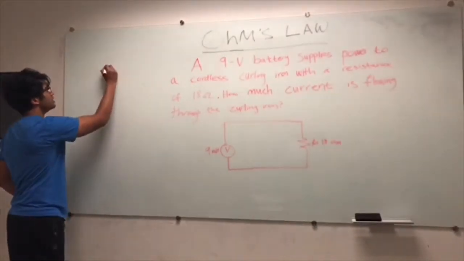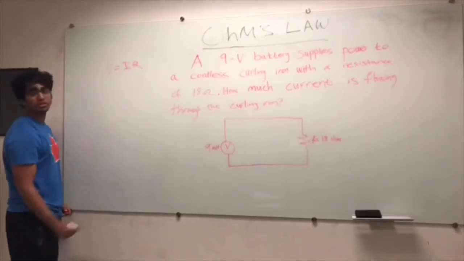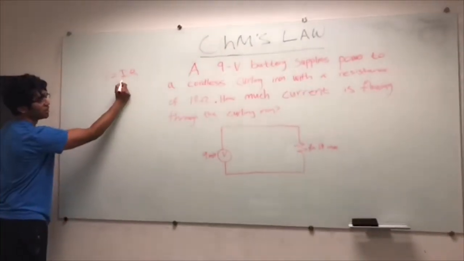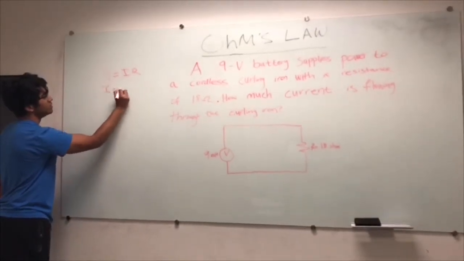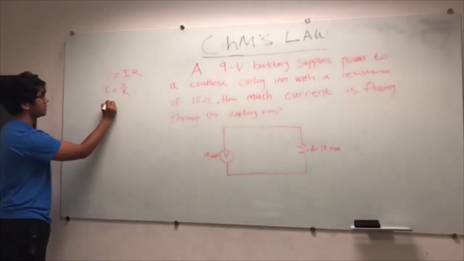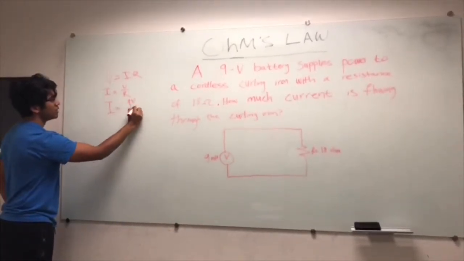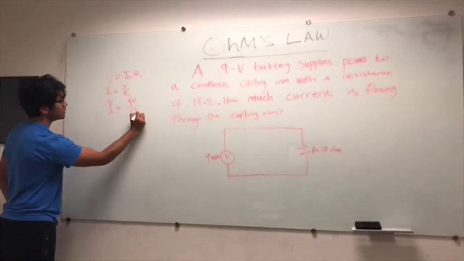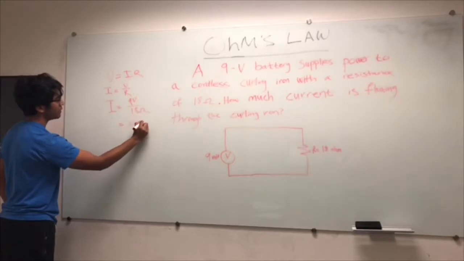So if we use the equation V is equal to IR, we can solve for this, right? We first solve for the variable I because we're asking for current. So I is equal to V divided by R, right? So we just plug in the numbers. I is equal to 9 volts divided by 18 ohms. That is equal to 0.5 amps.